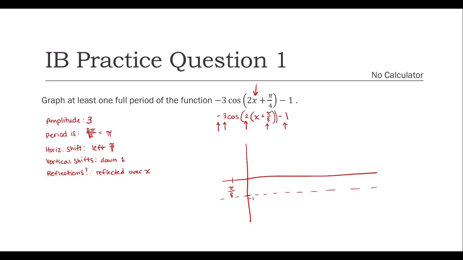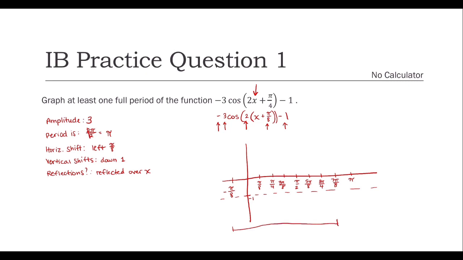So we have negative pi over 8. Then we have 0 pi over 8, 1 pi over 8, 2 pi over 8, 3 pi over 8, 4, 5, 6, 7, 8 pi over 8. So this is pi here. And then here's pi over 2, pi over 4, 3 pi over 4, 3 pi over 8, 5 pi over 8, and 7 pi over 8. So a full period will be from negative pi over 8 to 7 pi over 8.